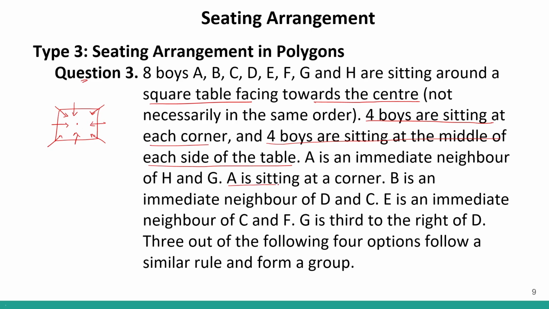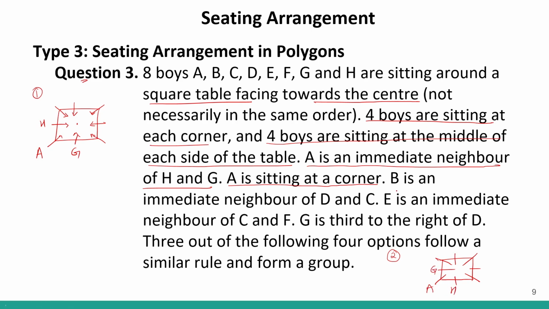Now it is given to us that A is sitting at a corner. Let us choose this information. So A is at a corner and A is immediate neighbor of H and G. That means H can be here, G can be here. This is your first possibility. Second possibility, we have to consider all the possibilities while solving questions for seating arrangement, correct? Second possibility is A is over here, G is over here and H is over here.